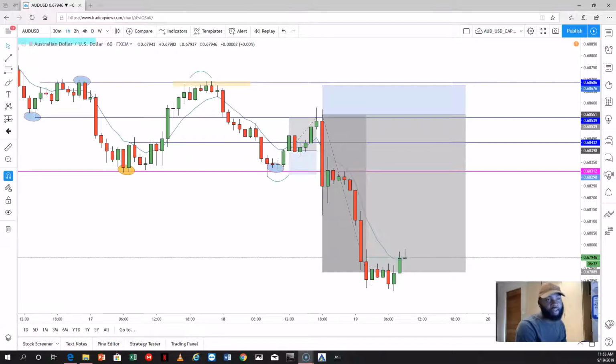Right in front of me is the AUDUSD aftershot. So I had sent out analysis of the before shot yesterday, which was Wednesday the 18th of September, and this is the aftershot. So the trade played out as is.